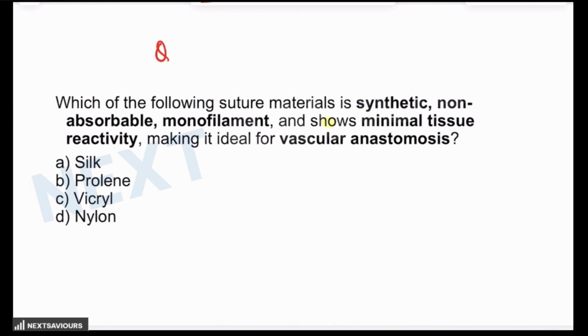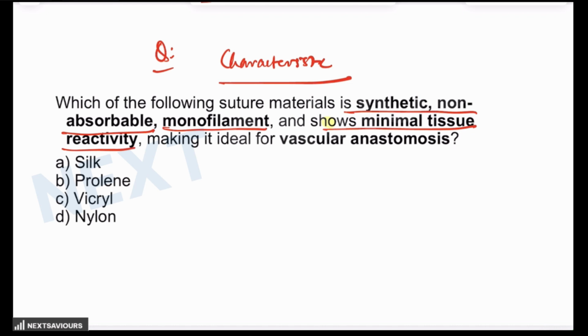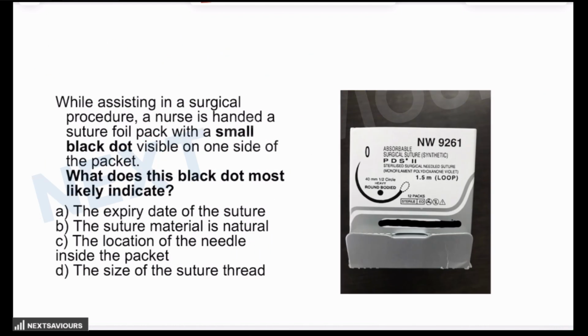Second question is based on the characteristics of the suture. Like the suture is synthetic, it is non-absorbable, it is monofilamentous and shows minimal tissue reactivity. What is the name of the suture? And the third one is identification of what is what on the suture packet. Like in this case, the question asks what this black dot is indicative of on the suture packet. These are the three sorts of questions that can be asked by the examiners to check your knowledge.